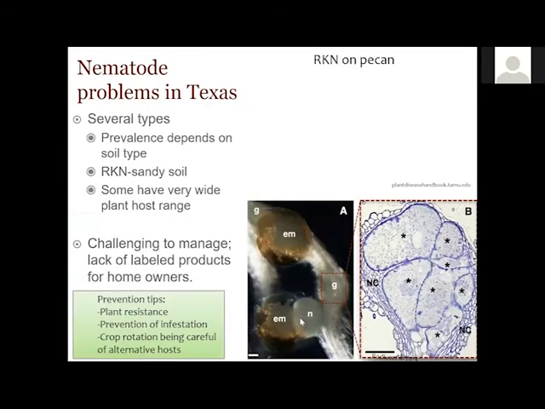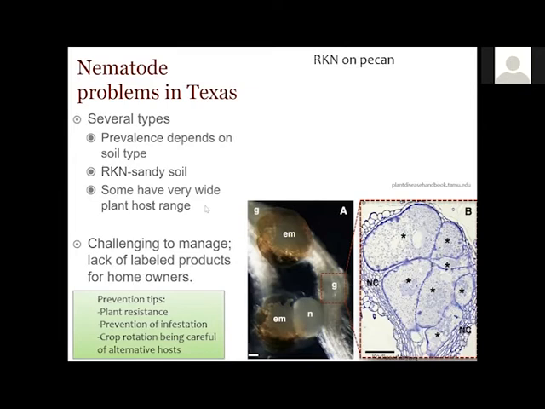All right, so nematode problems in Texas. They span many different types of nematodes. It depends on your soil type. The most common issue I see with homeowners would be root knot nematode, which prefers sandy soil, but can do just fine in clay soil. Typically, root knot has a very wide host range, so it can be a little tricky to find a rotation crop for those. I do come across things like reniform nematode, but it's pretty rare. Though you guys are a lot sandier where you're at, so you might have a different experience with nematodes.